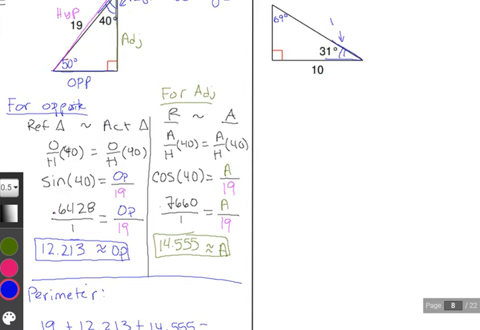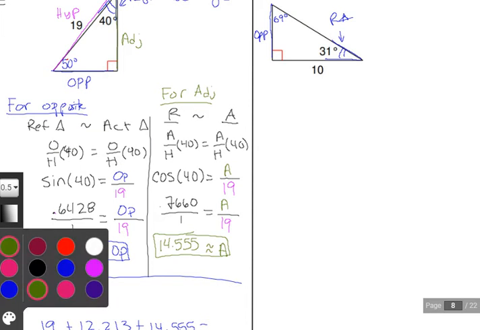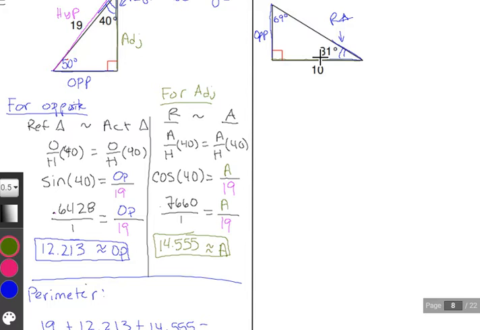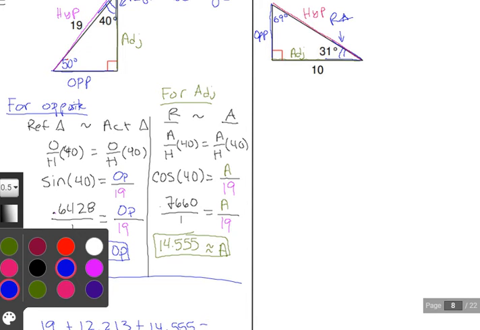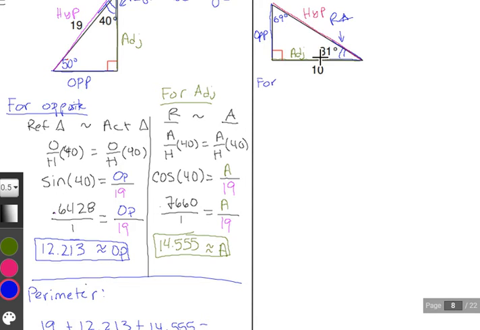All right, and so let's do some labeling. The side that's not touching shall be opposite. The side touching the reference angle shall be adjacent. And of course, the hypotenuse is always across from the right angle. That's my hypotenuse. All right. So again, it doesn't matter what we solve for first. I'm going to solve for opposite again.